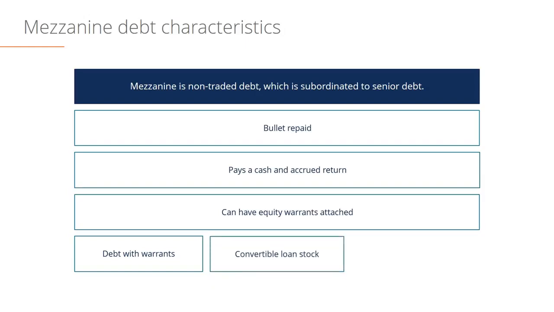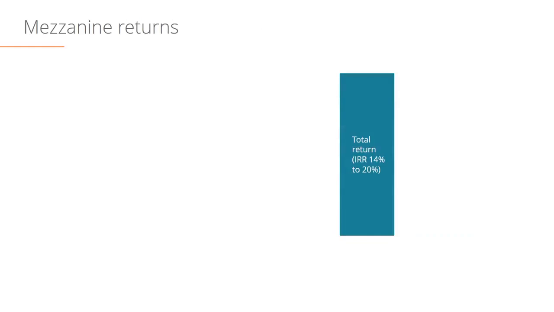So there's debt with warrants, or convertible loans that entirely convert into equity, or convertible preferred shares. All of these 3 examples have equity exposure built into the debt security. Now let's take a closer look at the breakdown of mezzanine debt returns. So mezzanine lenders are typically targeting an internal rate of return of 14 to 20%.